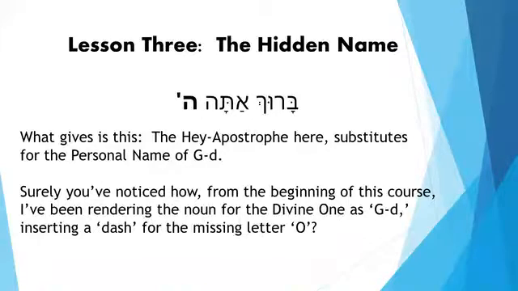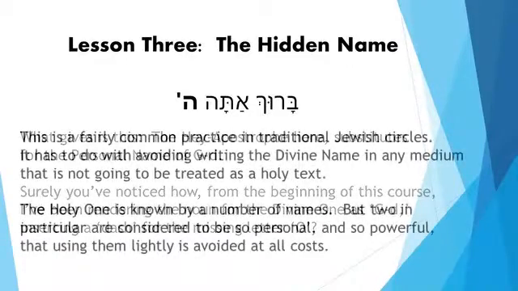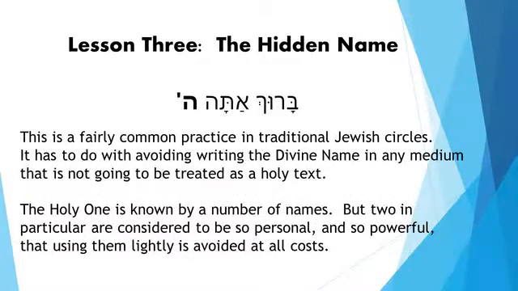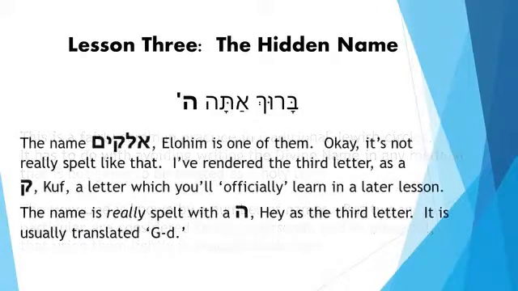Surely you've noticed how, from the beginning of this course, I've been rendering the noun for the divine one as G-D, inserting a dash for the missing letter O. This is a fairly common practice in traditional Jewish circles. It has to do with avoiding writing the divine name in any medium that is not going to be treated as holy text. The Holy One is known by a number of names, but two in particular are considered to be so personal and so powerful that using them lightly is avoided at all costs.